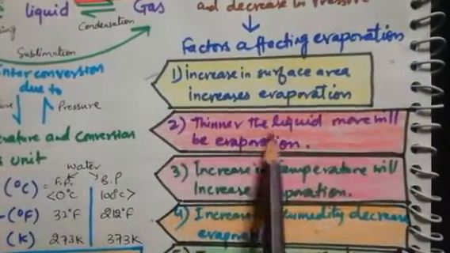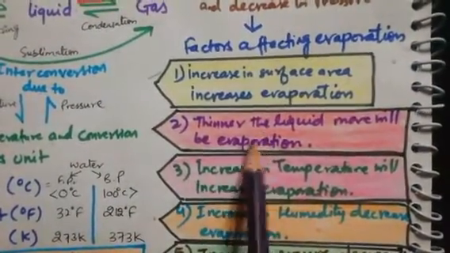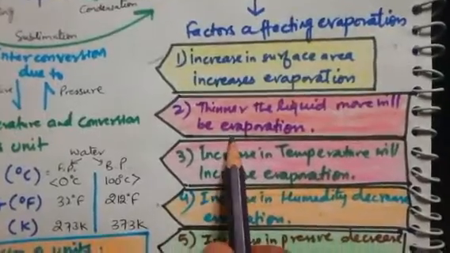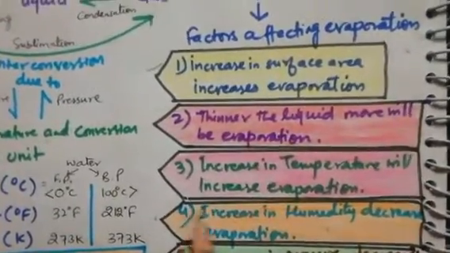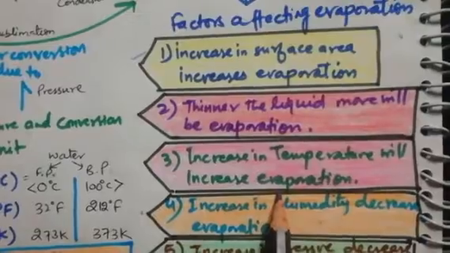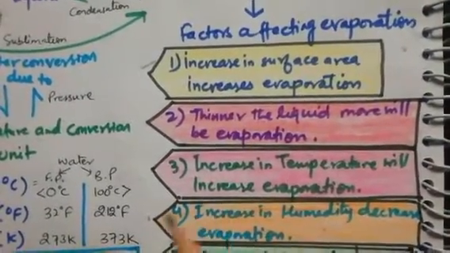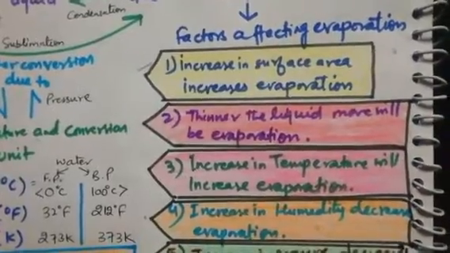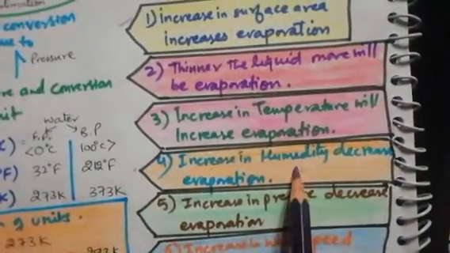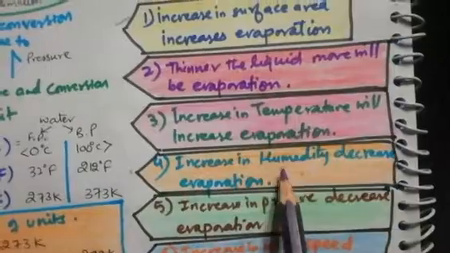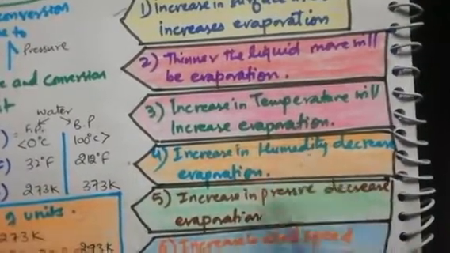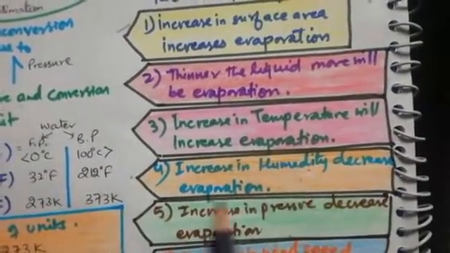Second, the thinner the liquid, the more the evaporation. It depends on the nature of the liquid; for example, acetone evaporates faster than water. Third, an increase in temperature increases evaporation; cold water evaporates slower than hot water. Fourth, an increase in humidity decreases evaporation. Humidity is the amount of water vapor present in a mixture of gases. So the more the humidity, the less the evaporation.